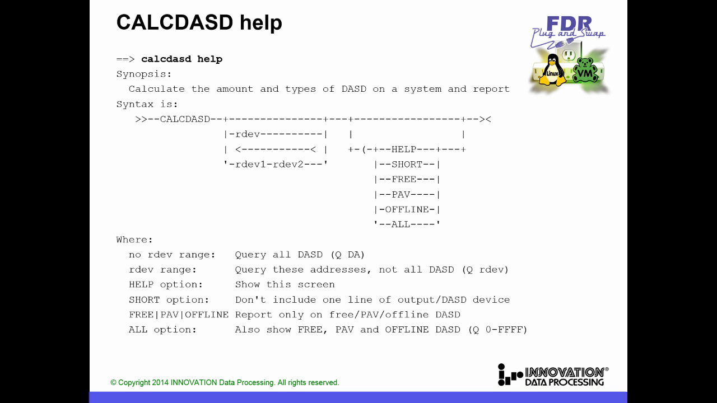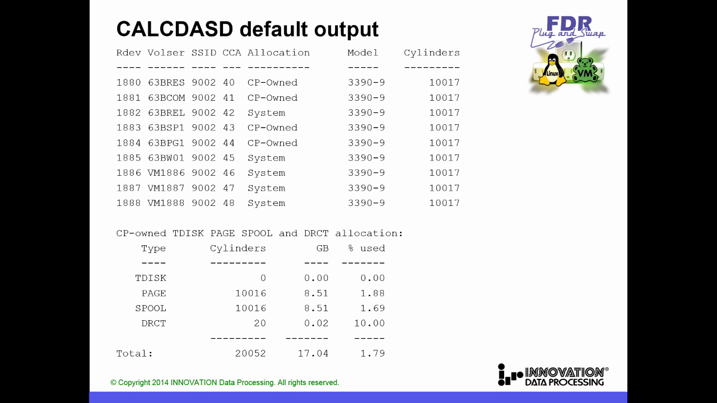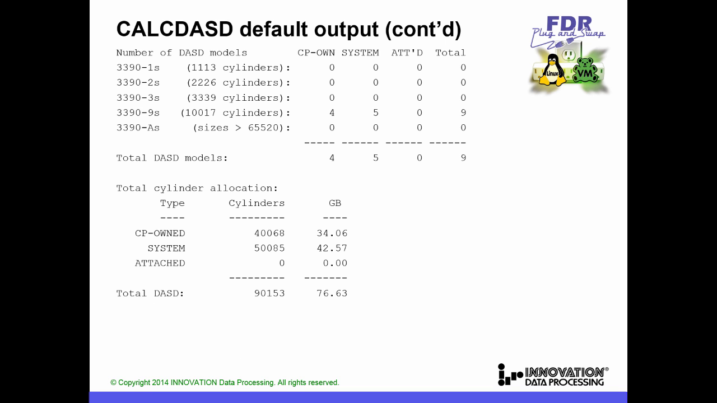So CalcDASD, you can issue help. I skipped past the chart, but with CalcDASD, you can either just say CalcDASD, and the default is to look at all my DASD, or you can give it just a range, right? Because maybe I'm just interested in this string, or these are my sets. So you can give it an RDEV range, or you don't have to. Regardless, the default is to put one line out for every DASD that it finds, and then summarize. Okay. And that's a very small system.